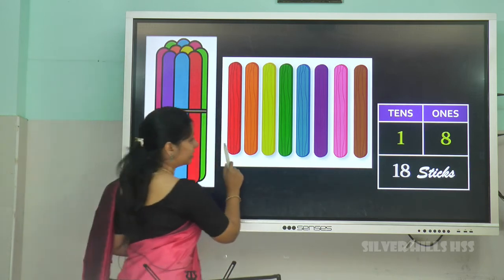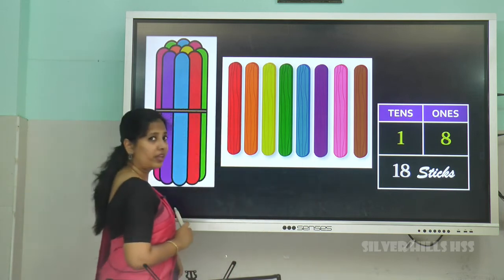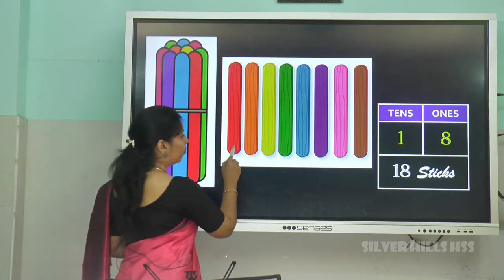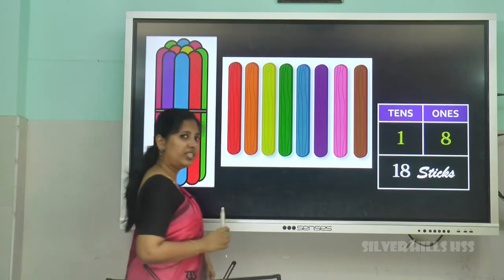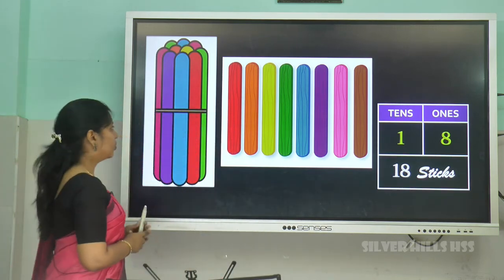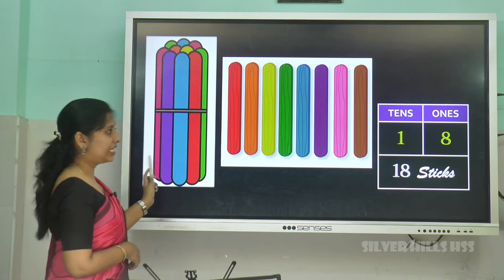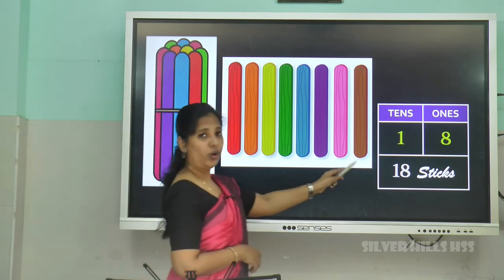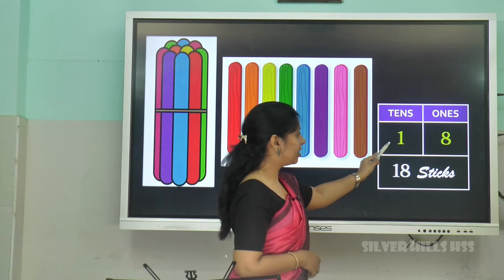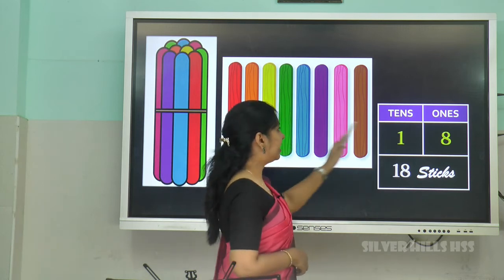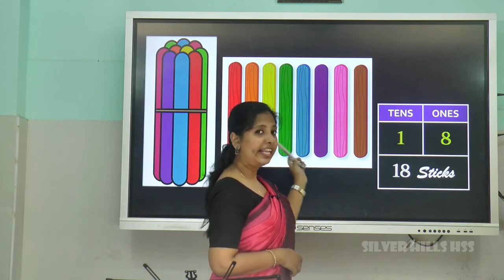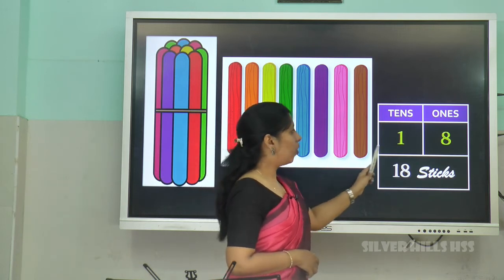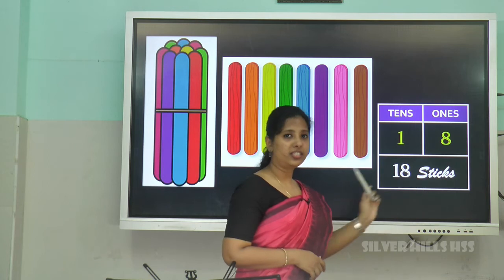The same way you can see a bundle of 10 sticks and 8 sticks here, right? How many sticks? 8 sticks. Can you please count it? 1, 2, 3, 4, 5, 6, 7, 8, right? 8 sticks. So, ma'am will represent it like this. In tens position, ma'am will write 1 and in ones position, ma'am will write 8 because 8 sticks are there. Okay. So, altogether 18 sticks.